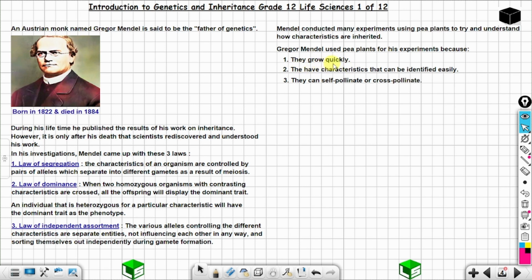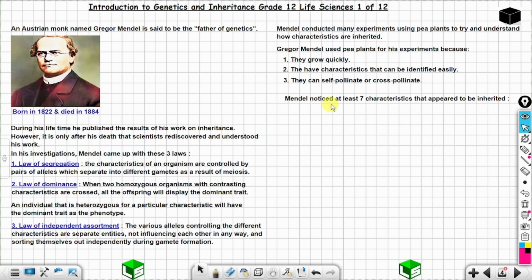This is one reason, and they have characteristics that can be identified easily. So this makes the experiment simple for Mendel. This is the second reason. And 3, they can self-pollinate. This is done naturally by plants. Or cross-pollinate. This is done artificially. The pollen from one plant can be taken and deposited on another plant. This is cross-pollinate. So this is another reason why Mendel used pea plants.